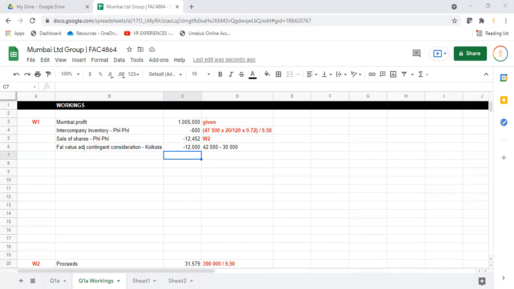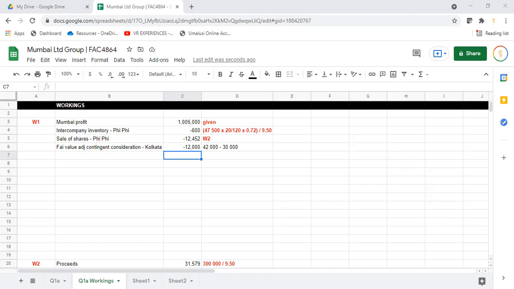Okay, so just be aware of that. That is important to take note. But once again, we're not going to adjust this in Mumbai's books. We're not going to adjust that inventory reversal in Mumbai's books. We're going to adjust it in Kolkata's books. So I'm not going to do it now.